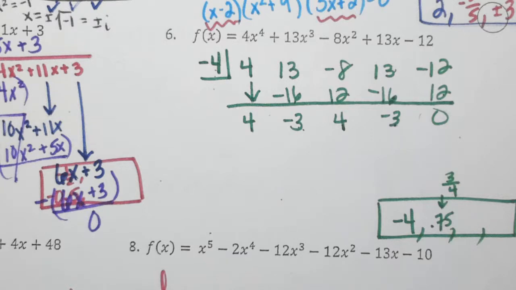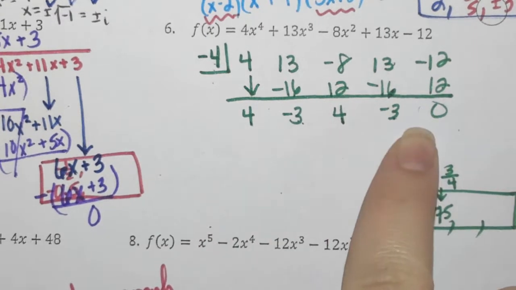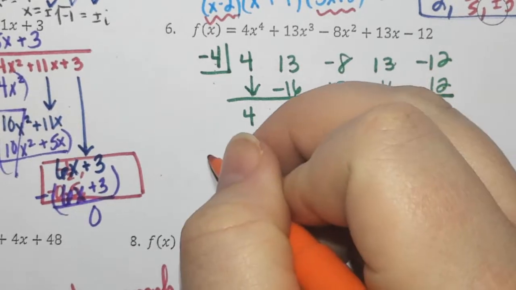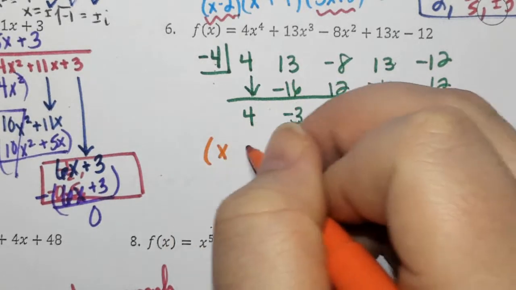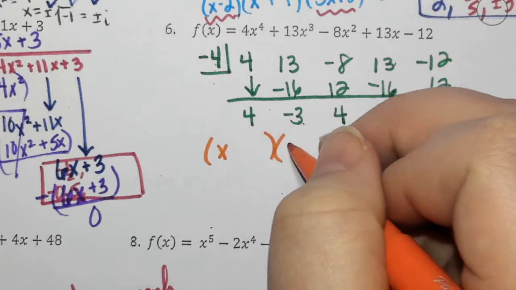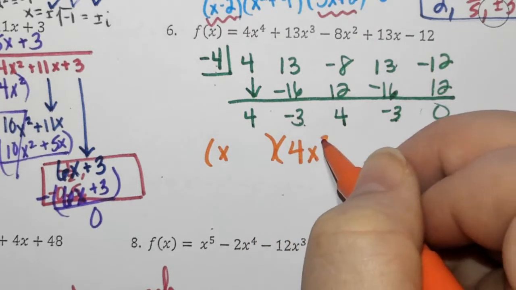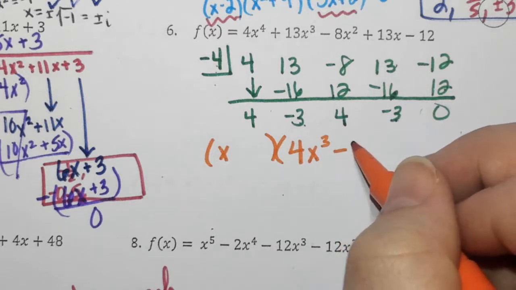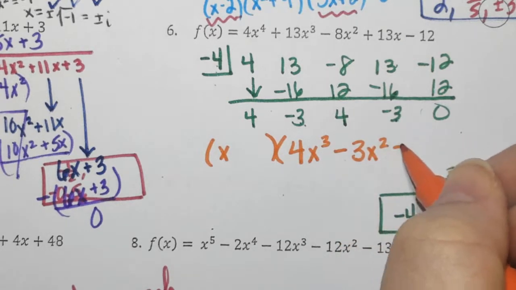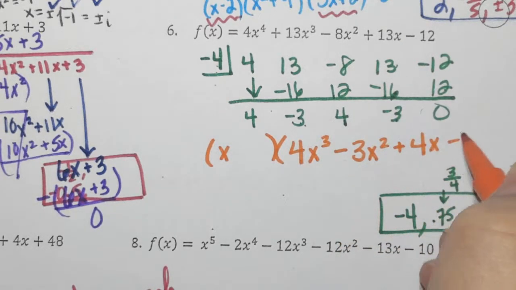So my original problem was degree 4. When I use these numbers to write my next answer, what degree should I start off with? 3. You have to start off one less, so it's 3, yes. So 4x to the... I don't know who said that. You can have your point. Minus 3x squared plus 4x minus 3.